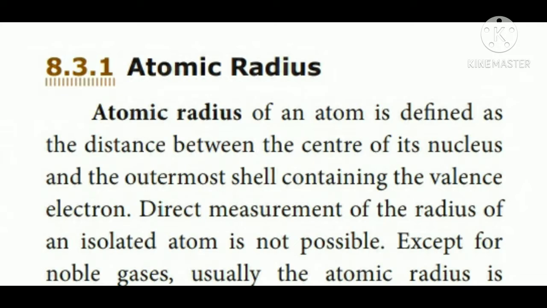Atomic radius increases group wise. Group wise means top to bottom. Atomic radius decreases period wise. Period means left to right. What is meant by atomic radius? That is simply explained.